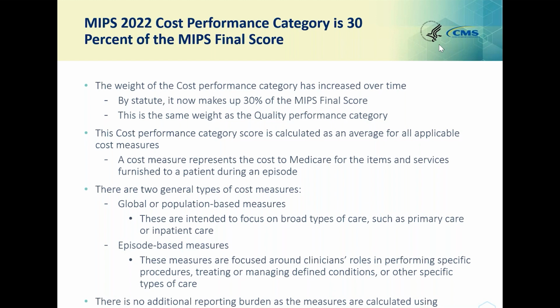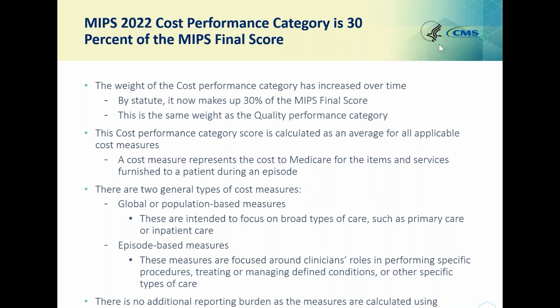Within the cost performance category, the score is calculated as an average for all cost measures that apply to a given clinician or clinician group. Cost measures represent the cost of care for the items and services furnished to a patient during the episode. Currently, there are 2 general types of measures in the cost category. The first are global or population-based measures, which focus on broad types of care. Specifically, they focus on clinicians who provide primary care type services and who provide care in an inpatient hospital setting.